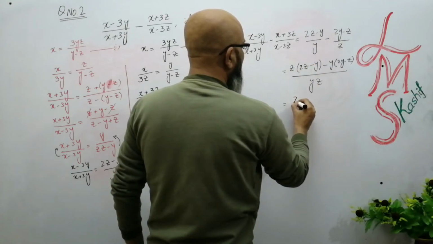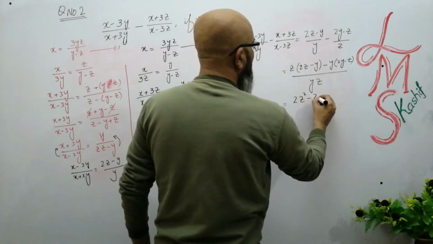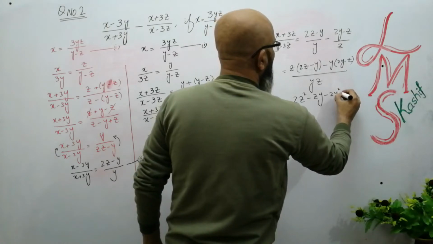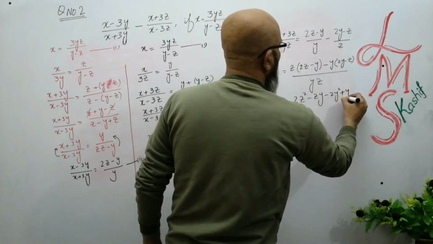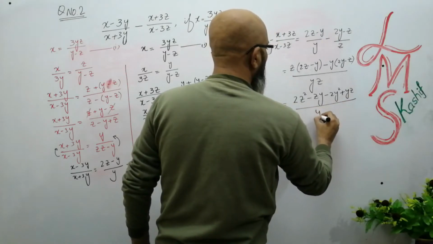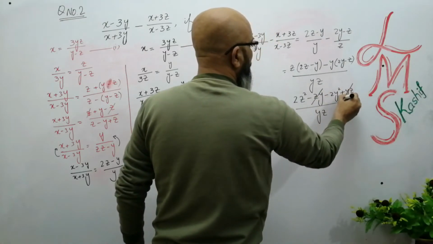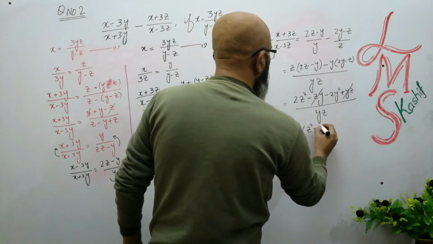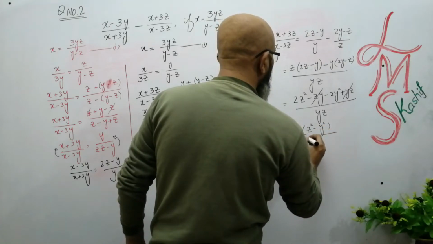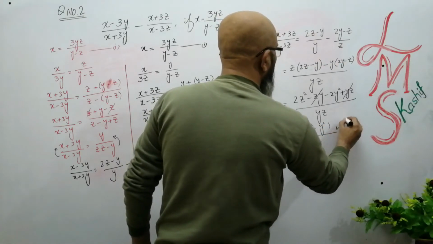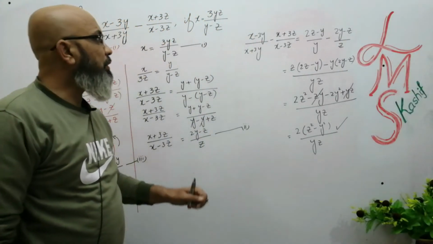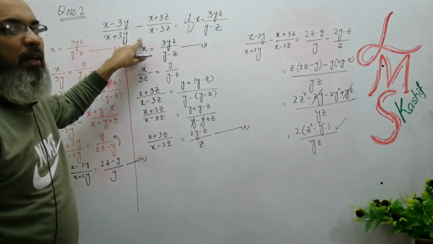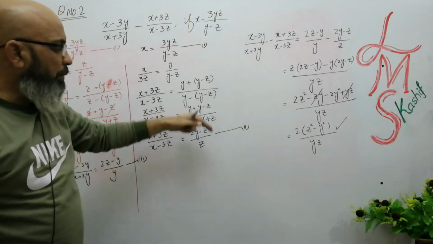z into z, what we get? 2z square - zy - 2y square + yz over yz. This will cut and we will take 2 common. 2 into (z square - y square) over yz. That is your required answer. It means you have to find the value of this one. So this is the value of your required. Given thing is this one. So it's the important question.